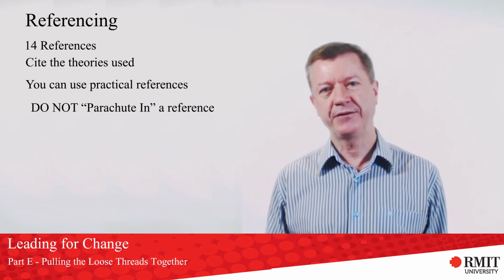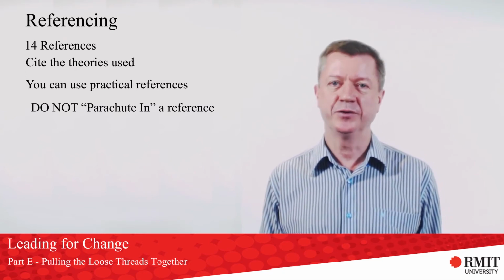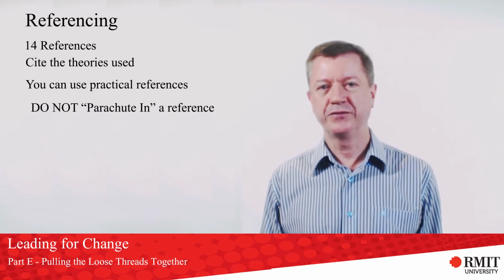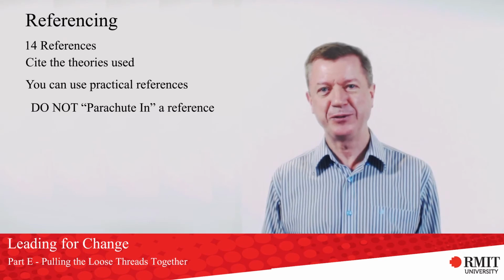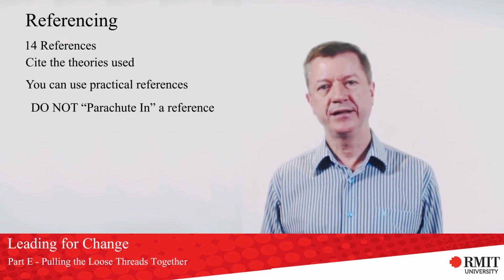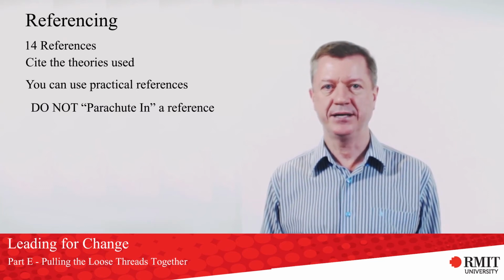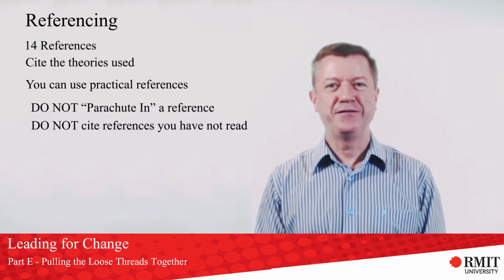So this idea of parachuting a reference down to get you to a minimum 14 references really doesn't work. You have to read the articles first before you even put pen to paper or finger to keyboard, and think about why you're including that reference or citing that reference in your report. What is it adding? What is it supporting? Or what is it disputing about what you've had to say? Don't cite anything you have not read.